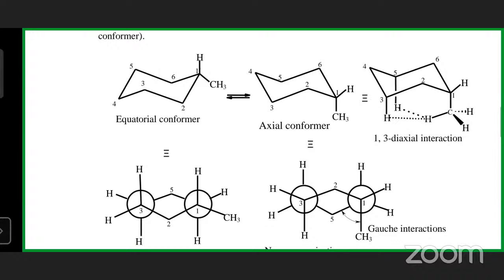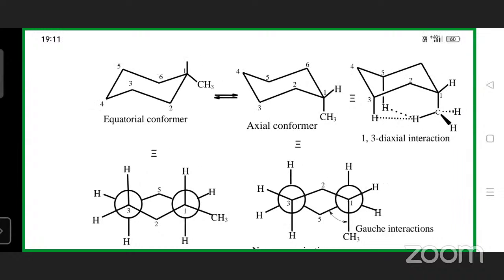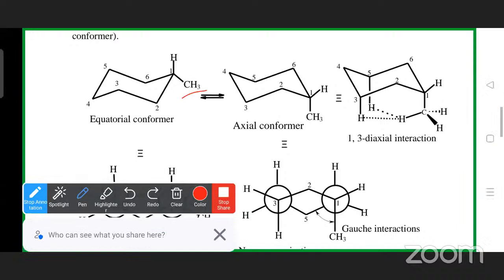Now in this equatorial conformer and the axial conformer, generally the equatorial conformer is the most stable. Always it is most stable because in the equatorial conformer this methyl group is away from any hydrogens. The methyl and those particular hydrogens are spatially separated, and it will be explained by this.